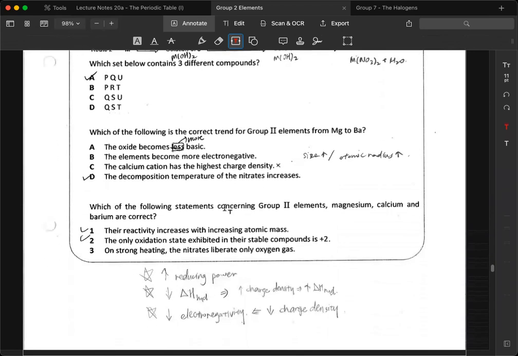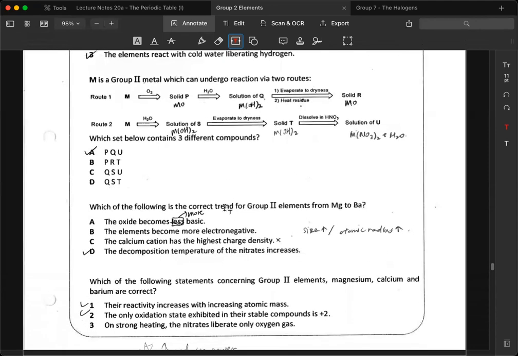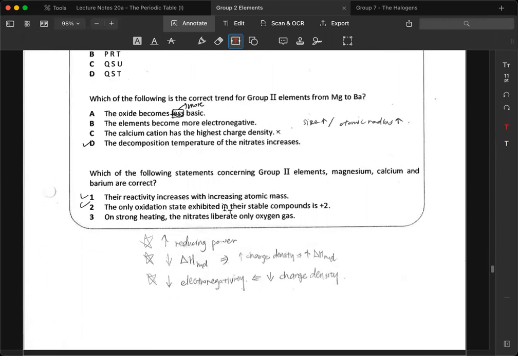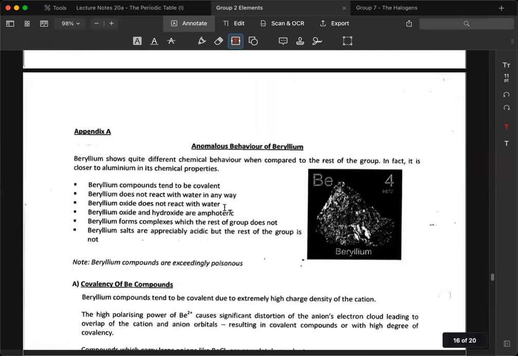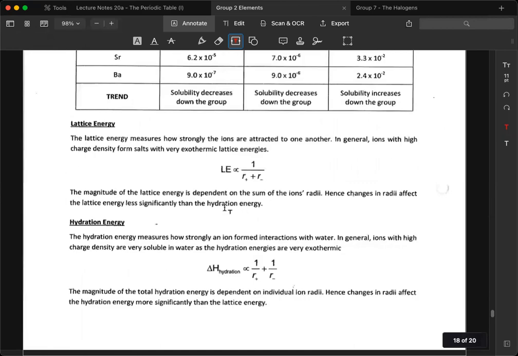I'm not going to go through this. You can just check your answer yourself. Okay, so this is just an appendix for your own information. I will not go through all this.